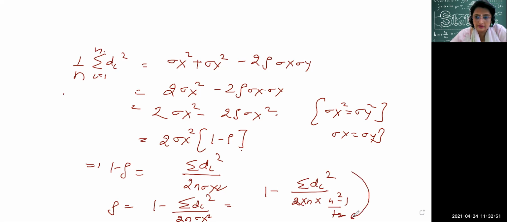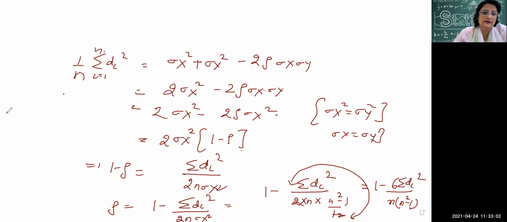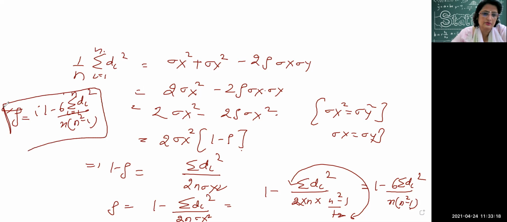This is 6, and this 6 will fit in here. This is 1 minus 6 summation of di square upon n into n square minus 1. So thus we have proved that we have derived the value of rank correlation coefficient as 1 minus 6 summation di square upon n into n square minus 1, i running from 1 to n, so that I have derived. So I hope the point is clear to all of you.